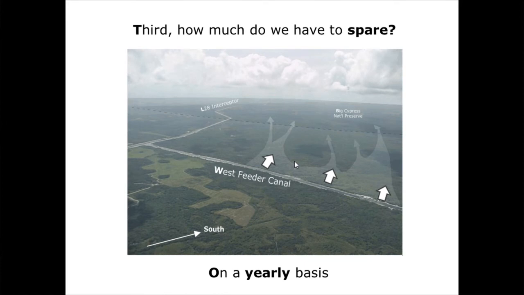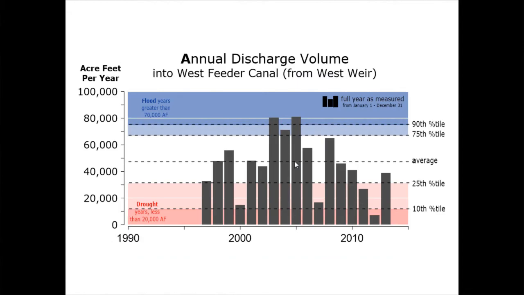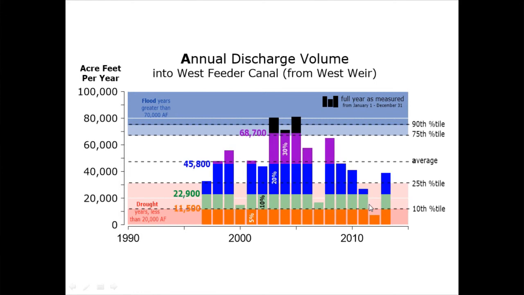And then third, how much do we have to spare on a yearly basis? So if we look at the annual flow volume across the West Weir, that's what's shown here. On average, around, was it 47,000 acre-feet discharge across the West Weir. We have our flood years where there's greater than 70, and we have drought years when it's less than 20. And when we superimpose our overland flow numbers, if we want to get that 11,500 acre-feet per year diverted south, that's where that number would come up. We'd have that much water every year except these few drought years where we didn't really achieve that.